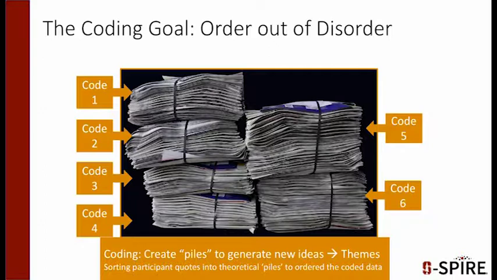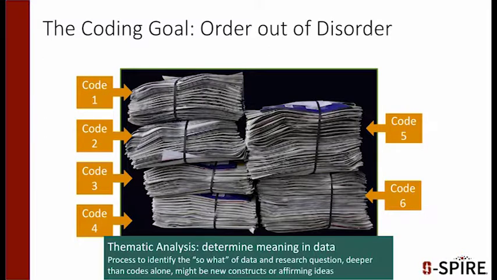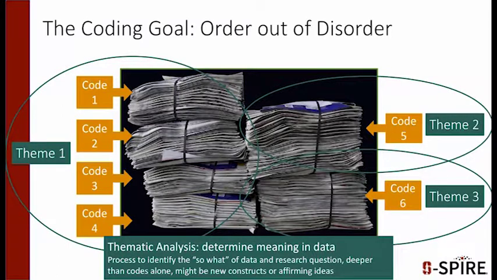And when you get onto the process of theme analysis, what you're going to do is pull one of these piles. So you're going to pull pile 5 and really look to see what's really happening, what are people and the data telling us. So overall, thematic analysis is really your process of determining the meaning of the data, identifying the so what of the data and the research question, and it's much deeper than the coding alone.